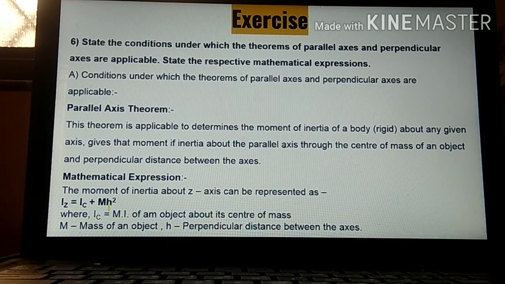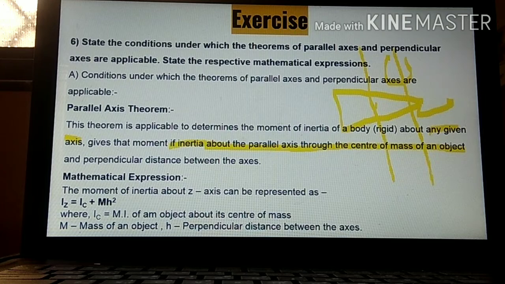State the conditions under which the theorems of parallel axis and perpendicular axis are applicable. Parallel axis theorem is applicable to determine the moment of inertia of a rigid body about any axis, given the moment of inertia about a parallel axis through the center of mass of the body. If this is a body, and this is an axis about which the moment of inertia is to be found, and this is the center of mass, if we draw a parallel axis to this, then we can find the moment of inertia about this axis.